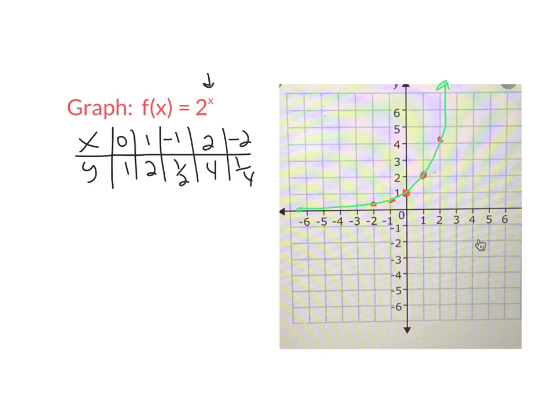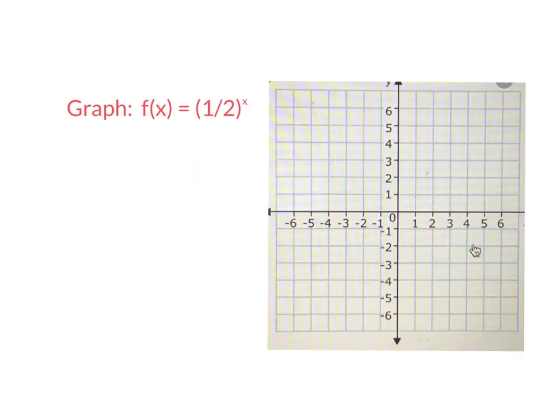That's actually called exponential growth, to be honest with you. Anytime this number that the x is being raised to is bigger than 1, it's called exponential growth. It means the curve grows, increases as you go left to right.